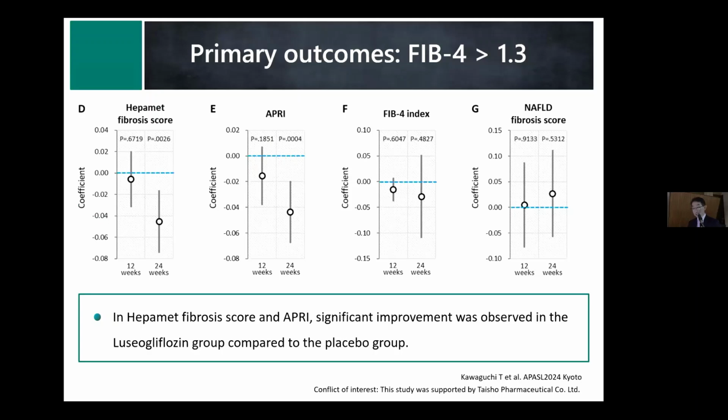Here is another primary outcome: the indexes for hepatic fibrosis. This is a stratification analysis according to the FIB4 index greater than 1.3. In these groups, there is a significant reduction in the Hepamet fibrosis score, which is the most sensitive marker for greater than F2. It shows a significant reduction at 24 weeks after the treatment. The reduction was also seen in APRI at 24 weeks. So significant improvement was observed in the Hepamet fibrosis score and APRI in the luseogliflozin group compared to the control group.